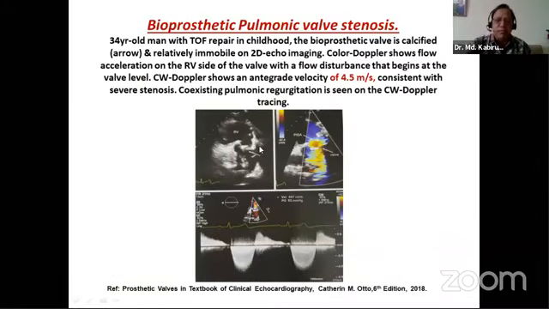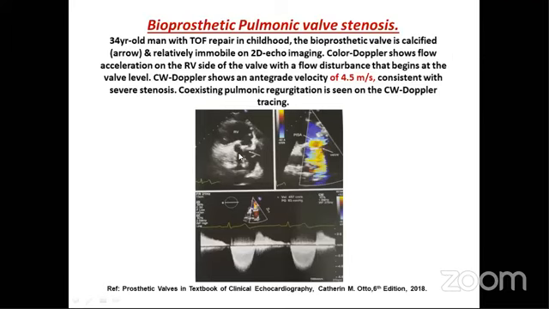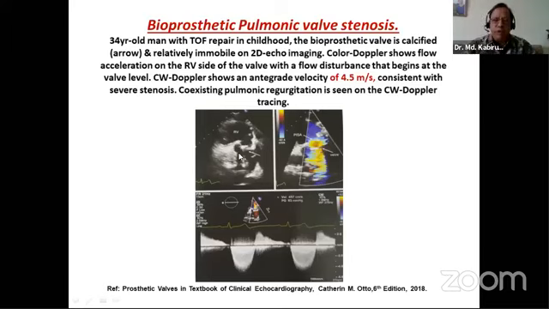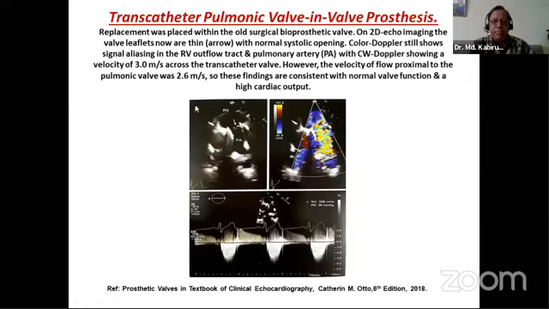Actually, this is a 34-year-old man. He had a total correction for tetralogy of Fallot in childhood, and at that time he was implanted with a tissue valve at the site of the pulmonary valve. That degenerated and calcified and yielded a severe stenotic gradient, and that was relieved by a valve-in-valve prosthesis. This is the valve-in-valve prosthesis.